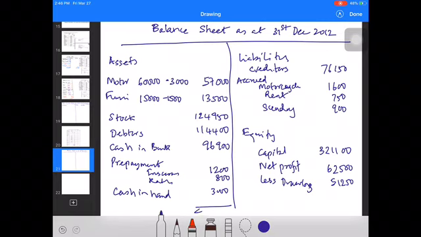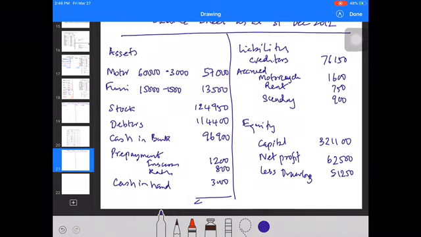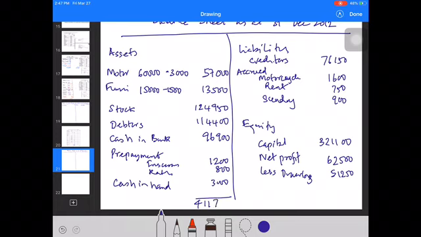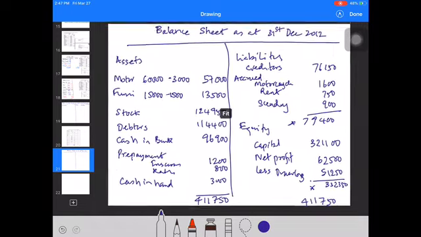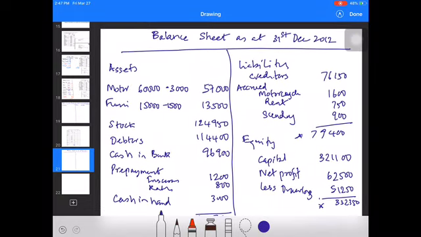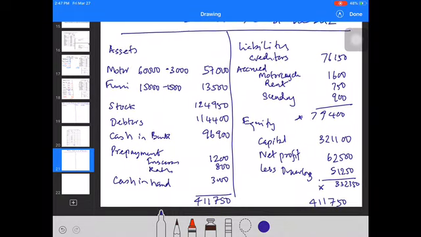So if you add up all the assets, you will get this amount, that is 411750. And if you add up these liabilities, you will get 79400. And when equity is also added, the equity amount will be 332350. And if we add up these two, you will get 411750. That means it is balanced. So this is the balance sheet for Lister's company as at 31st of December 2012.